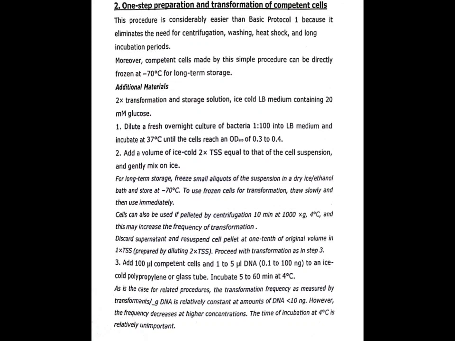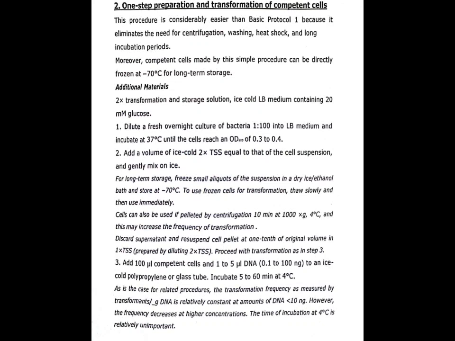Step number 1. Dilute a fresh overnight culture of bacteria 1 to 100 into LB medium and incubate at 37 degrees Celsius until the cells reach an OD 600 of 0.3 to 0.4.